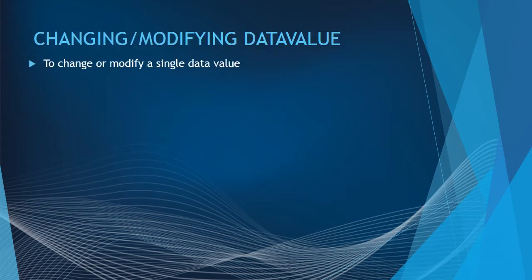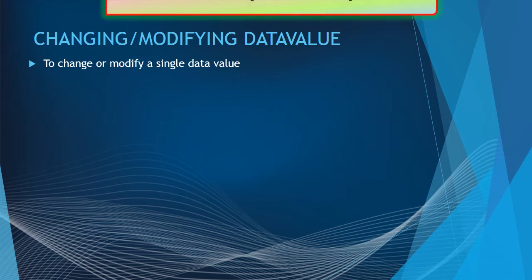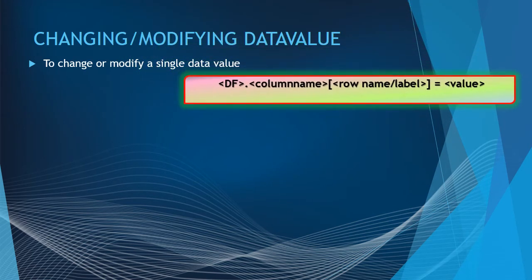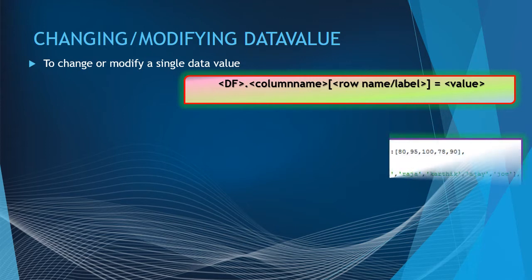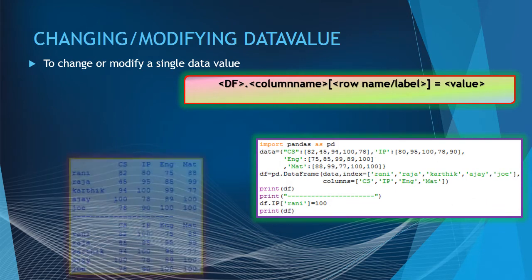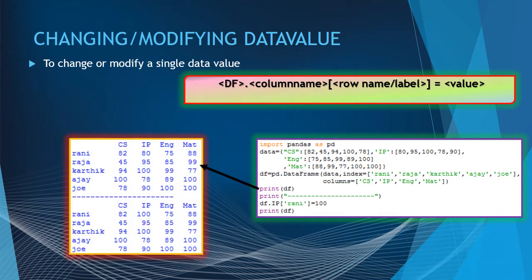To change or modify a value in the data frame, we use the formula: data frame object dot column name, square bracket, row label name, equal to value. Say here I create a data frame with 5 rows and 4 columns, and I am going to change the value of the Rani row and IP column to 100. The first value for Rani IP is 80. Now you see that it is changed into 100.